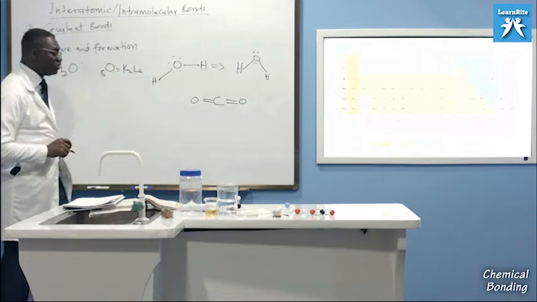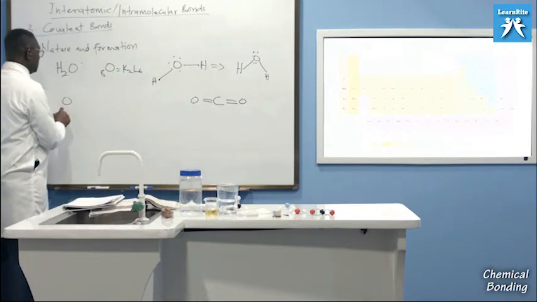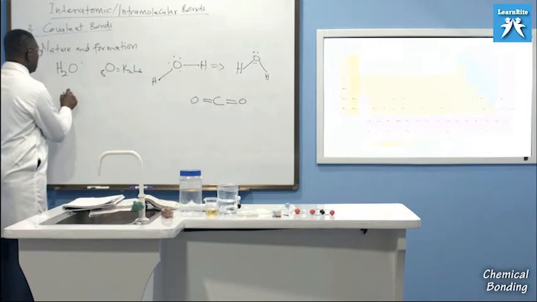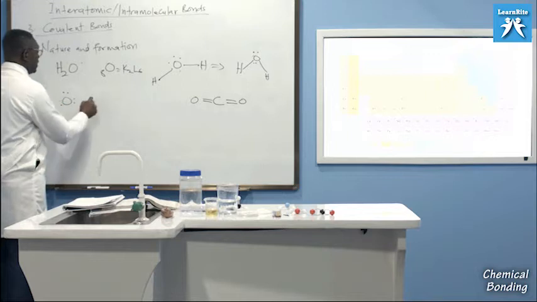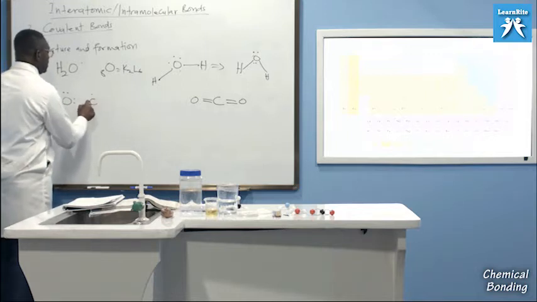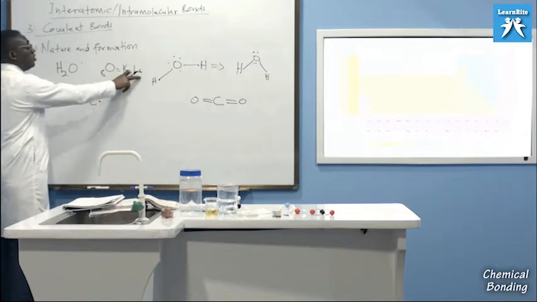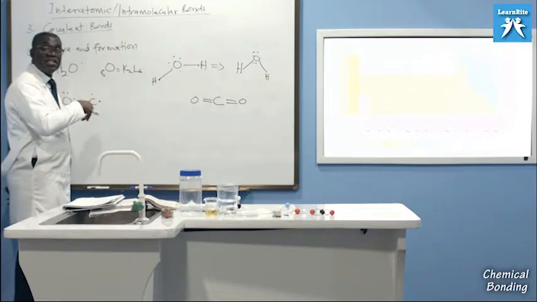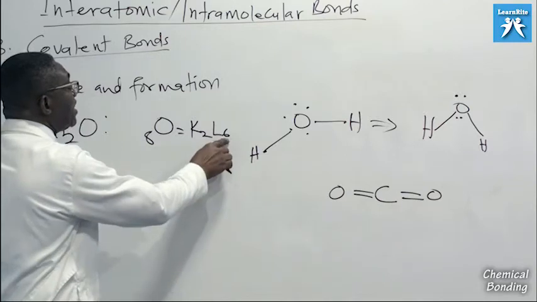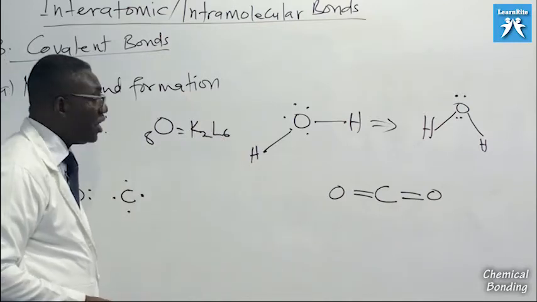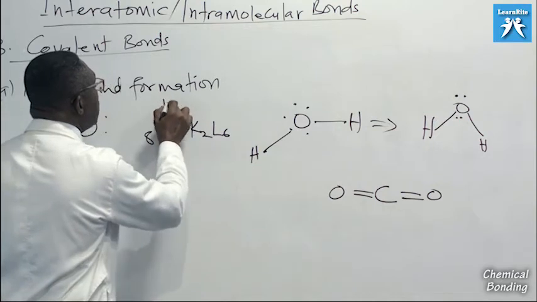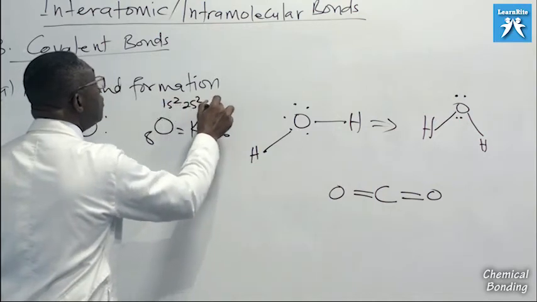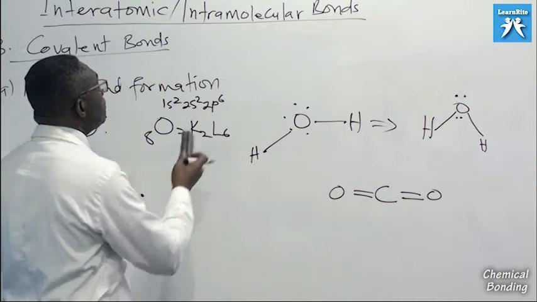How did we get this? Let's look at it. Oxygen has 6 electrons in the outermost shell. Carbon has 4 electrons in the outermost shell. As for oxygen, don't forget I've shown it here. It's 8 electrons. 2 electrons in the K shell, the inner shell, that doesn't form bonding. 6 electrons in the outermost shell, that is the L shell. Or if I want to expand this, I'll say 1s2, 2s2, 2p4.